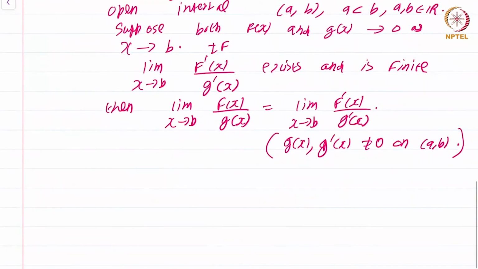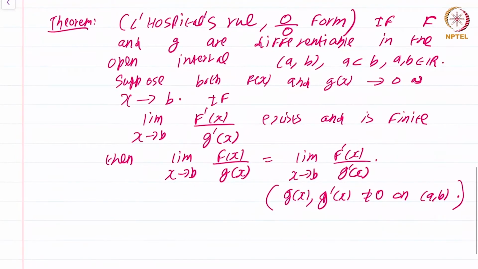So the statement says that if you have two functions that are approaching zero with the denominator never being zero, then the limit of the ratio f of x by g of x, which is going to be of the 0 by 0 form, will actually exist if the limit as x goes to b of f prime of x by g prime of x exists. And not only will the limit exist, it will coincide with the limit as x goes to b of f prime of x by g prime of x.